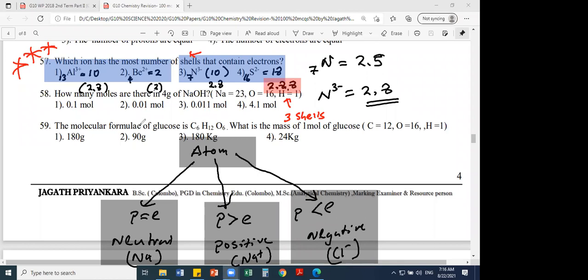Question number 58. How many moles are there in 4 grams of sodium hydroxide? That is a very simple question because we did a harder question than this before. Who can give me the answer for the 58th MCQ? I'll ask the answer from Satika. Yes, Satika. First one, yes. Very good, the answer is the first one.